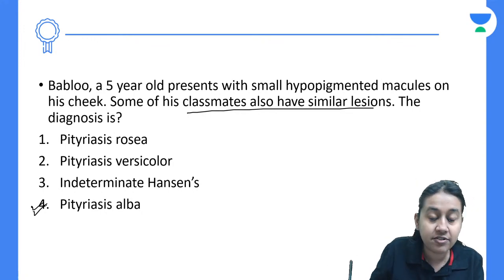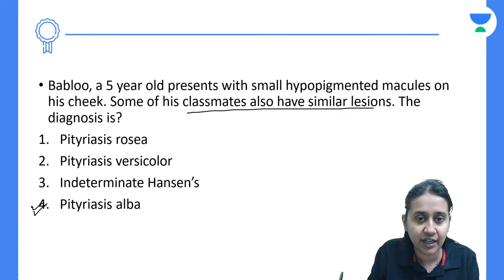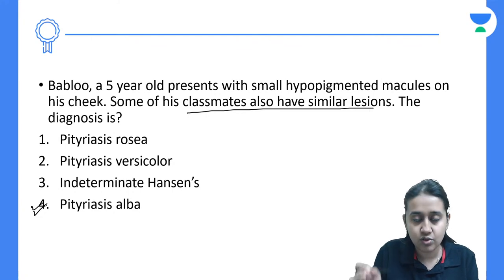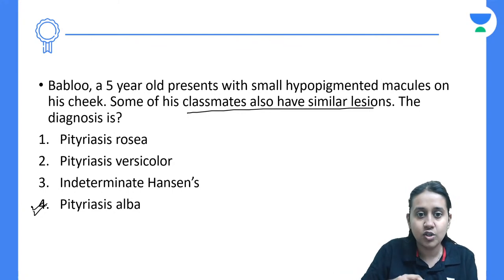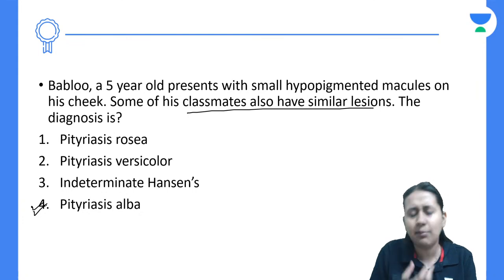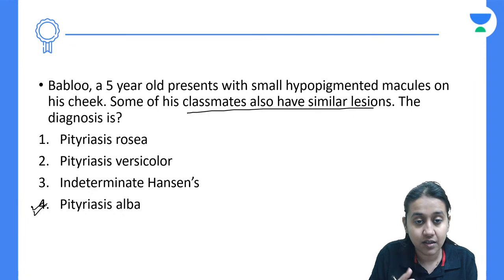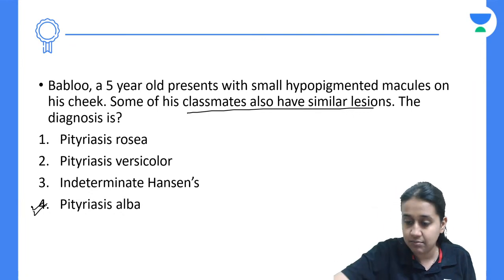This is an example of pityriasis alba, which is one of the minor criteria of atopic dermatitis. It's an endogenous eczema. The most common age is 5 to 10 years. So usually in these age groups, you will see presence of ill-defined, hypopigmented, itchy, scaly lesions on the face. Very classical of pityriasis alba.